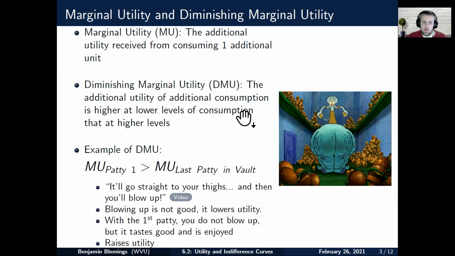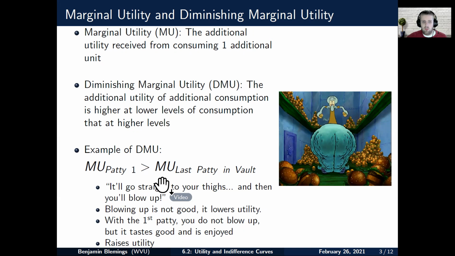So we usually like to think of marginal utility as diminishing. So the additional utility of additional consumption is higher at lower levels of consumption than at higher levels. And so we have Squidward over here as our example of diminishing marginal utility. The law of diminishing marginal utility would say that the marginal utility of the first patty that Squidward eats is greater than the marginal utility of the last patty in the vault that Squidward eats.